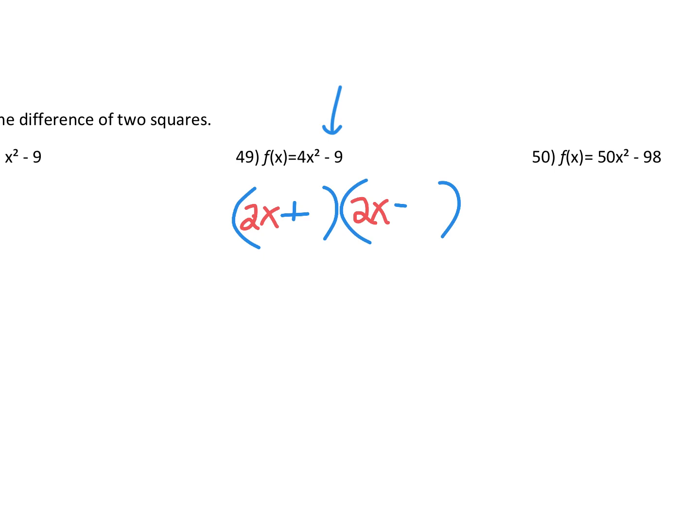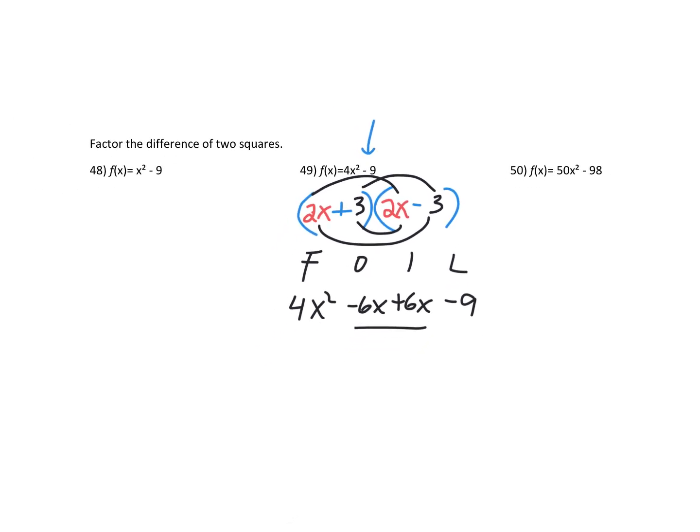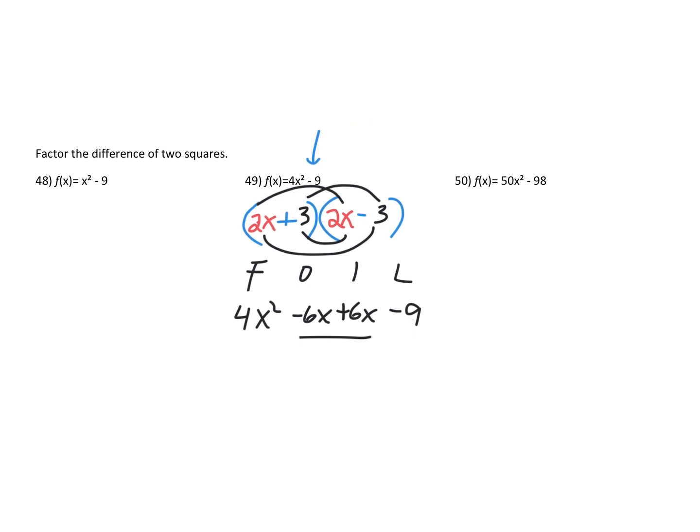And last I do the square root of 9, which is a 3. And if you actually multiply this all the way out with firsts and the outside and the inside and the lasts, this part would cancel, and I got the original problem back, which is exactly what I wanted. So number 48 and 50 are just like that.